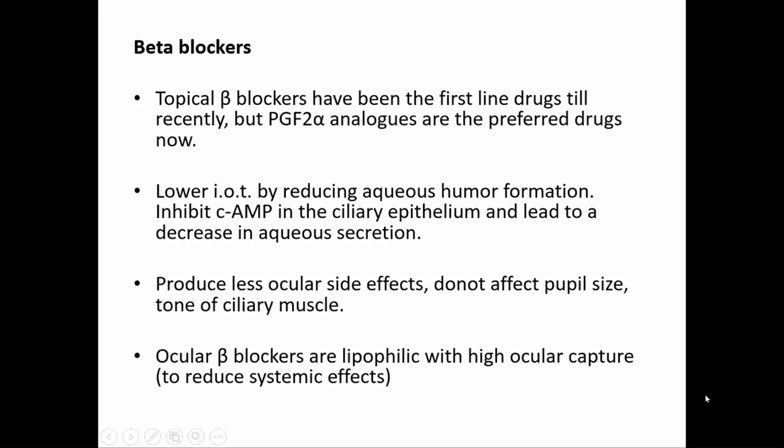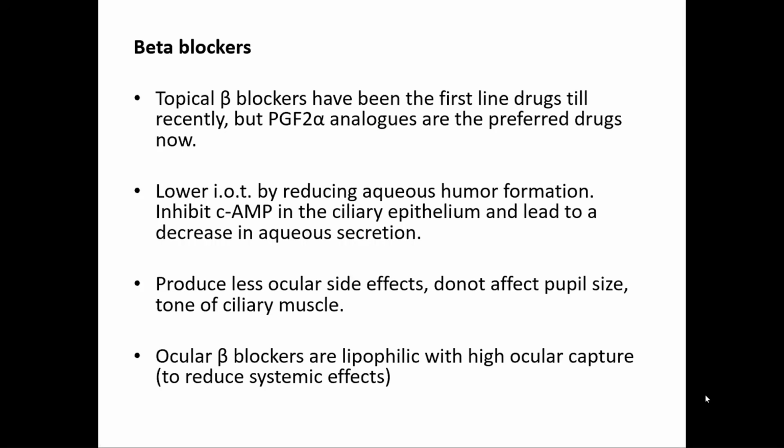So that is the prostaglandin analogs. However, topical beta blockers were the first choice drug for the treatment of open angle glaucoma. So topical beta blockers have been the first line drugs till recently, but nowadays prostaglandin F2 alpha analogs are the preferred drug for the treatment of wide angle glaucoma or the open angle glaucoma.